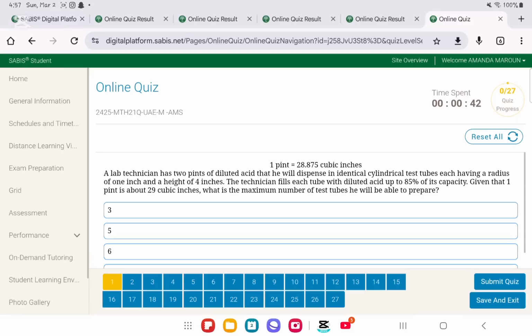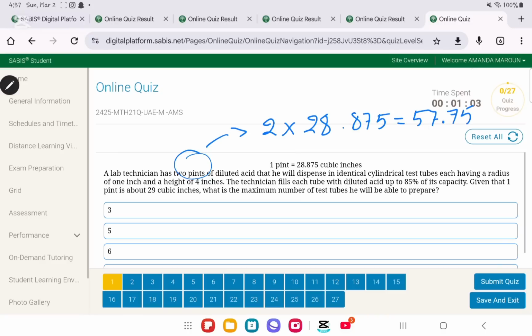So they told us 1 pint is equal to 28.875 cubic inches. A lab technician has 2 pints. 2 pints means how much is the total cubic inches or the total volume. It is gonna be 2 times 28.875, which will give us an answer of 57.75 of diluted acid that he will dispense in identical cylinder test tubes, each having a radius of 1 inch.